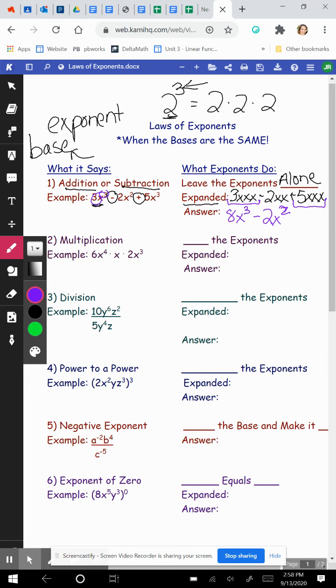If we see multiplication, and sometimes they'll use the little dot, I could have this same problem written like this, where there's parentheses and no multiplication or dots. When you multiply, you are going to add your exponents. Multiplication here means you're going to add your exponents. So let's check out why.